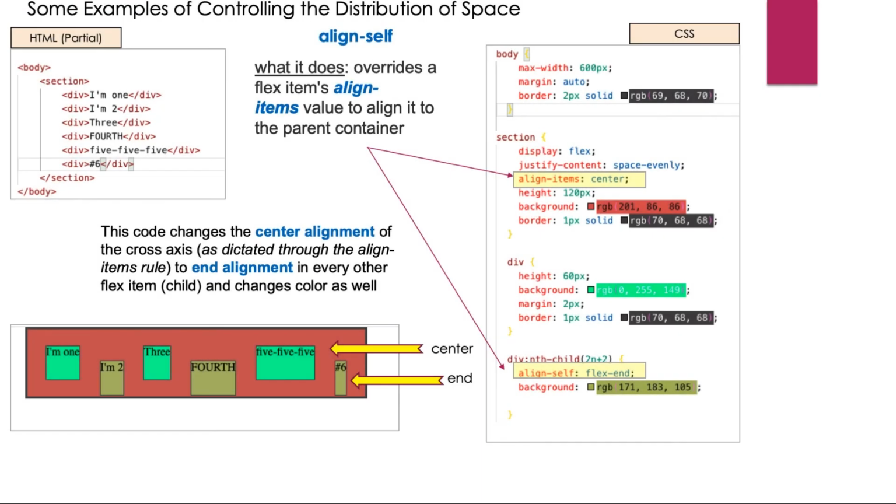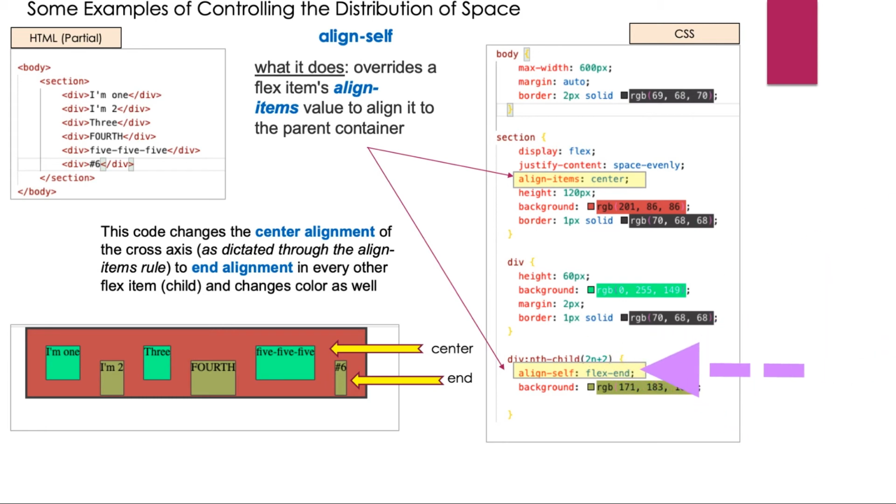Now we'll focus on align self. So let's refresh ourselves here. This overrides a flex item's align items value to align it, the flex item, to the parent container. So how am I overriding this? You see right here, I'm still using align items center. I changed our styling just a little bit to make sure that we can see this clearly.